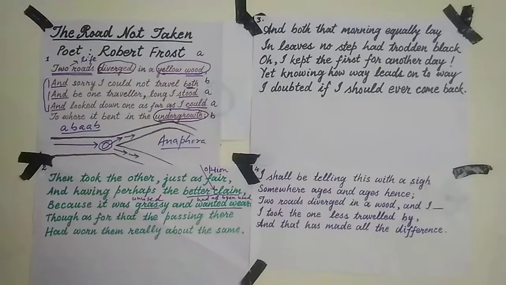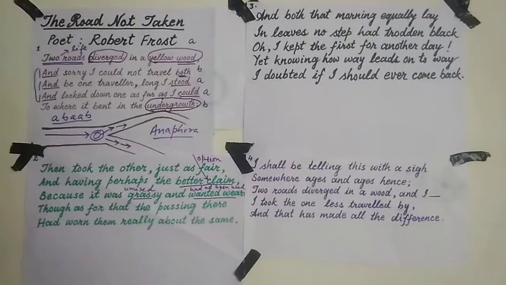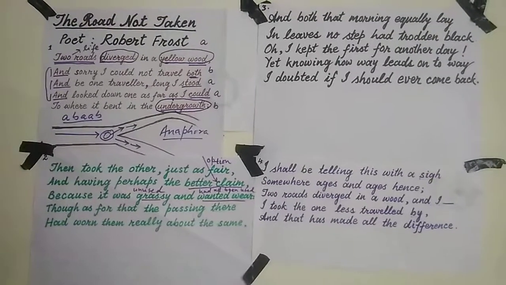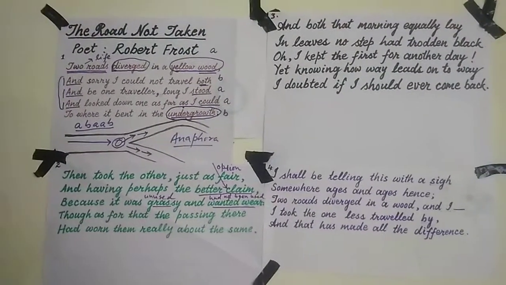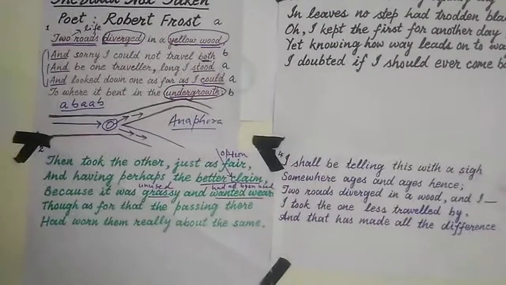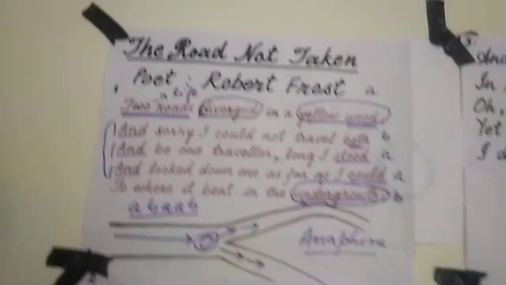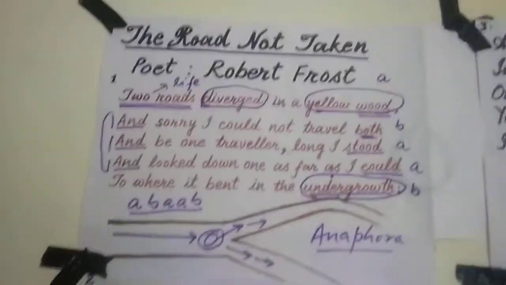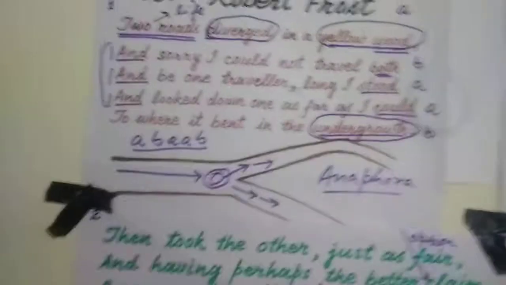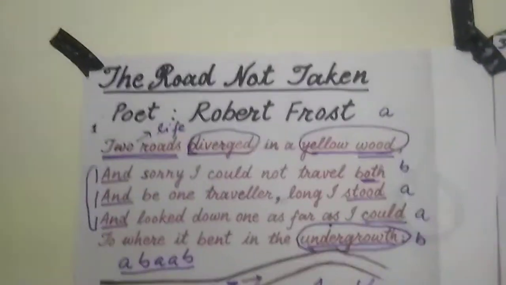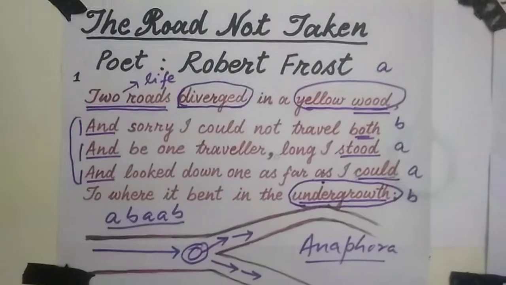Students, last week we studied the first lesson, The Fun They Had. Today we shall go with the poem The Road Not Taken, written by Robert Frost. In this poem, the road symbolizes our life. The poet says that the path that we don't choose in our life is the road not taken.